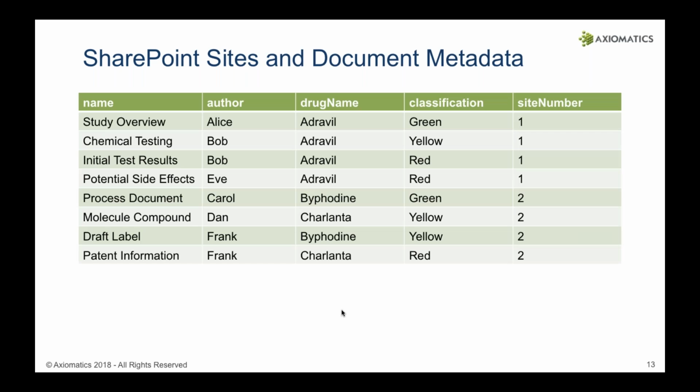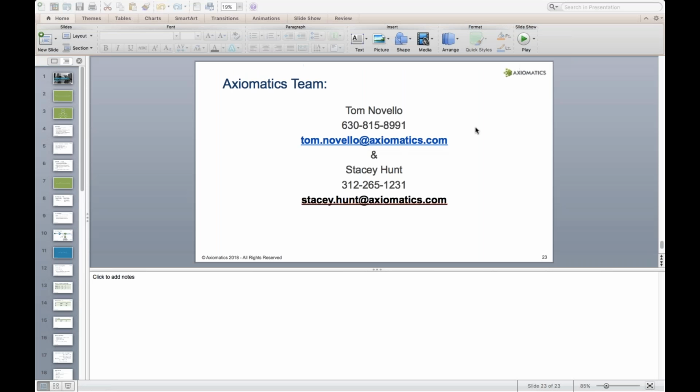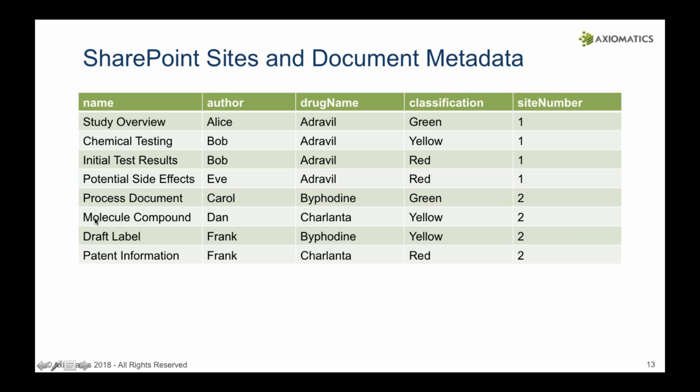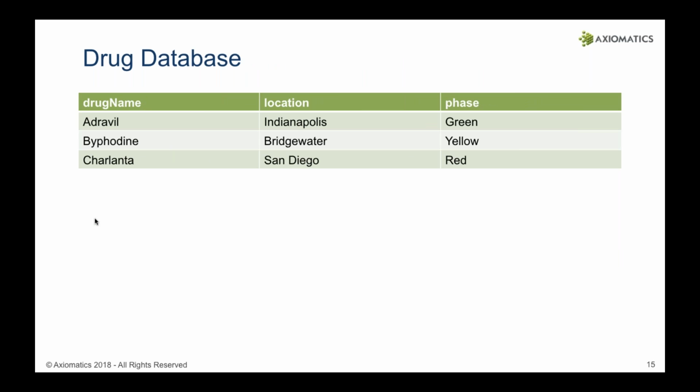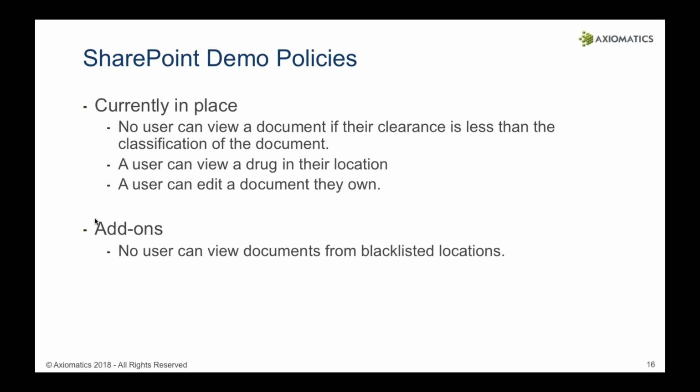And in this case, we see that we've got a customer name, the study name, the document name, the author, the drug, the classification, red, green, or yellow. So there's the overview of the metadata. What's going to end up happening there is we're also going to pull in the location from a native LDAP environment, and then we're going to pull in data from the drug databases.